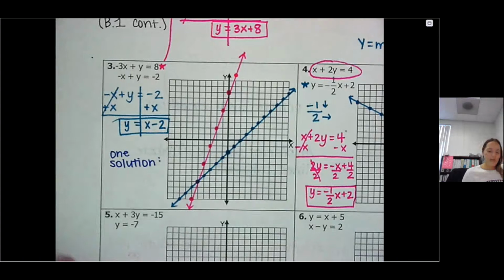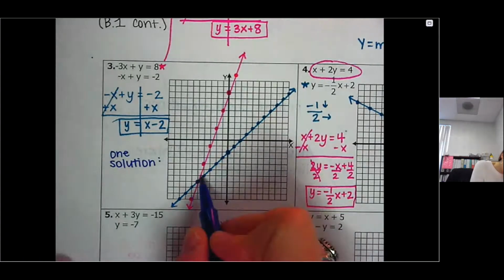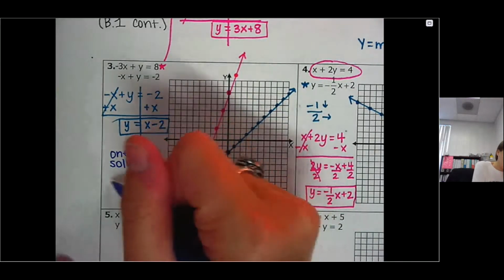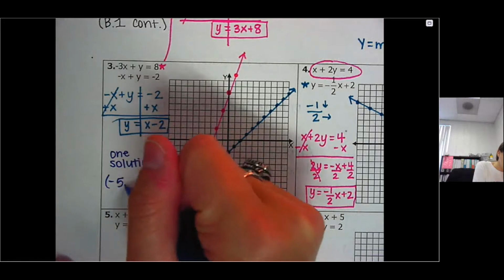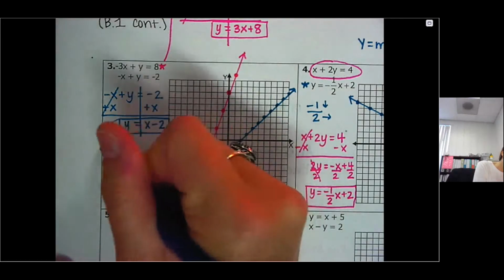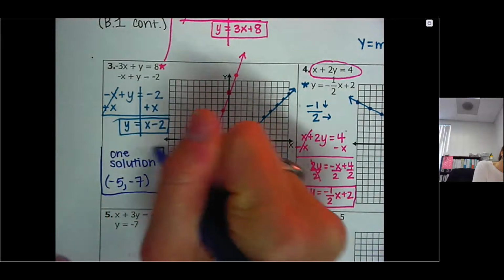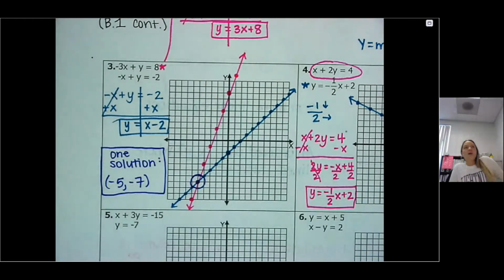The question is, what point is that solution? -5, -5, -7. Perfect. So look, you can solve a system of equations just by graphing it, and your solution is those points where they cross one another. Let's do one more together.